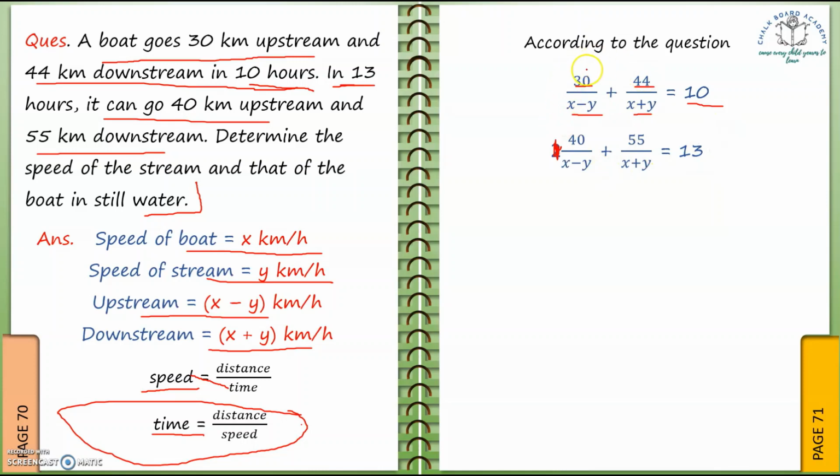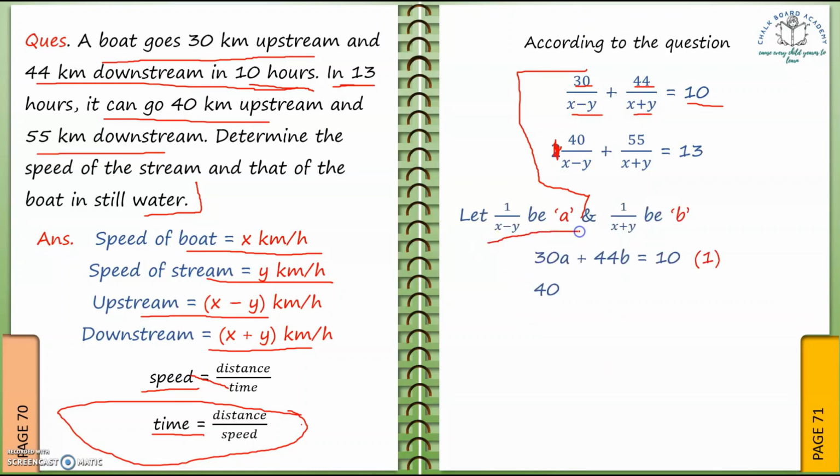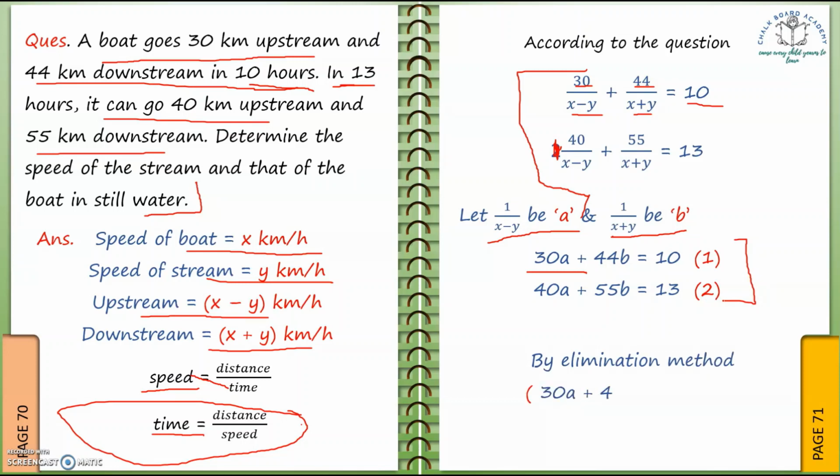Now we have already discussed reducing equations. Here we are going to reduce the equation further, because for 1 by x minus y and 1 by x plus y we have no such formula. So for that we assume 1 by x minus y be a and 1 by x plus y be b. So we get these equations, 30a plus 44b is equal to 10 and 40a plus 55b is equal to 13. These are the two equations, and now we will solve them by the elimination method.